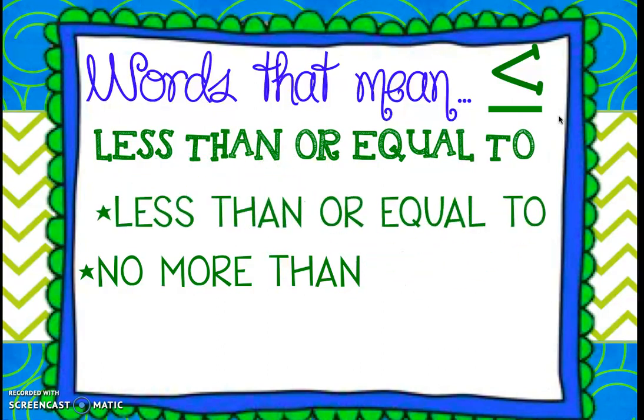Obviously, if we see the words less than or equal to, that means we're going to put that symbol. Those are the easy ones. The words at most also tell us that it is less than or equal to. I can fit at most 30 students in this classroom. I can fit 30 or anything less than that. So that's where we have our less than or equal to.